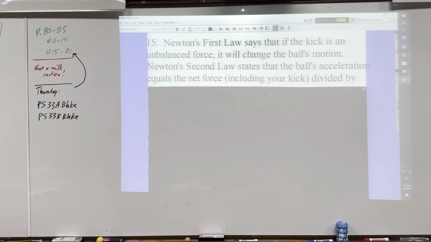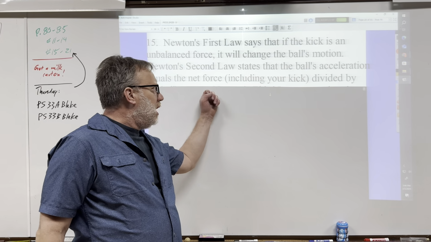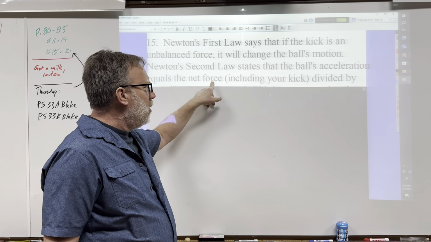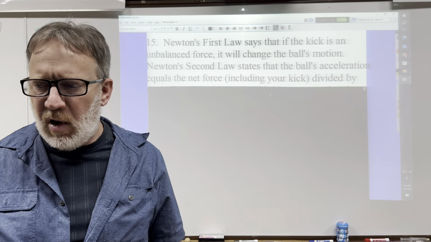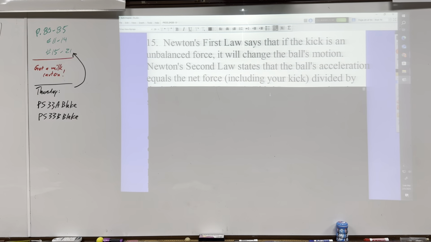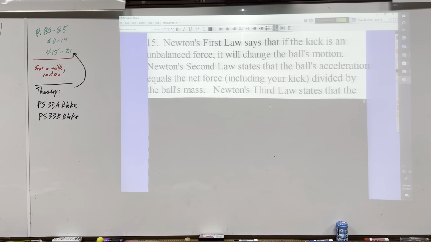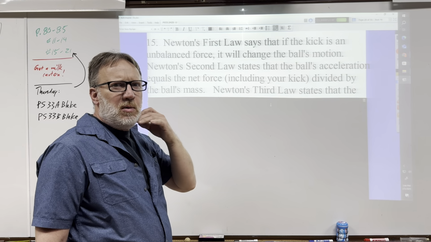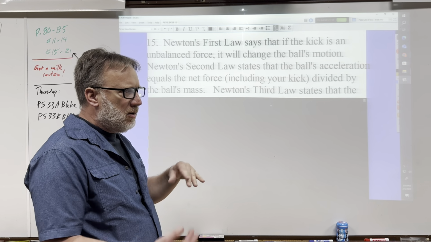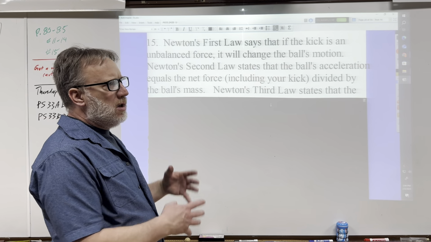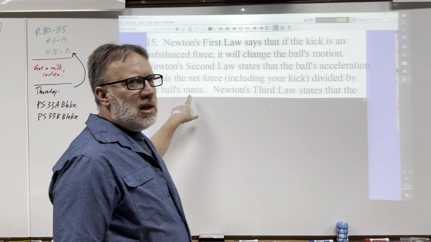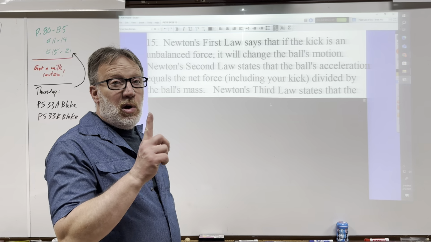Newton's second law says F equals ma. The ball's acceleration is equal to the net force, which is your kick, divided by the ball's mass. And that's the one we're going to pay attention to, and probably for this purpose we could ignore things like gravity and the ground pushing up. You're going to pay attention to the kick. Divide that by the mass and it will tell you that ball's acceleration, which is going to be quite high.